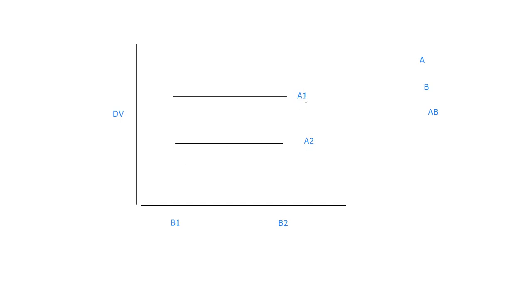And so I would say that the average of all the A1 points is going to be higher than the average of all the A2 points. So I would say yes, in this case, there is a main effect of variable A, a significant main effect of variable A. And then for B, we're going to sort of slice it the other way.